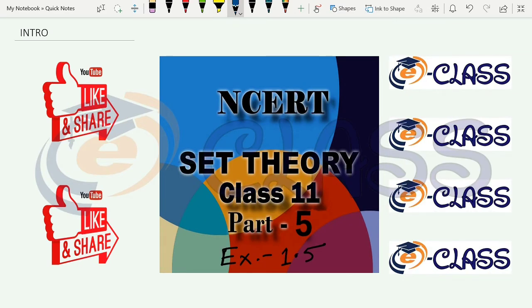Today is the fifth part of set theory of CBSE NCERT class 11 math book. Today we'll discuss some concepts which help us to solve your NCERT book's exercise 1.5.